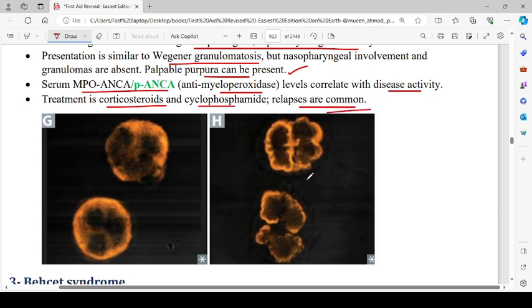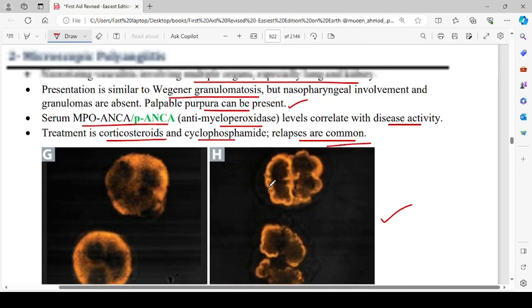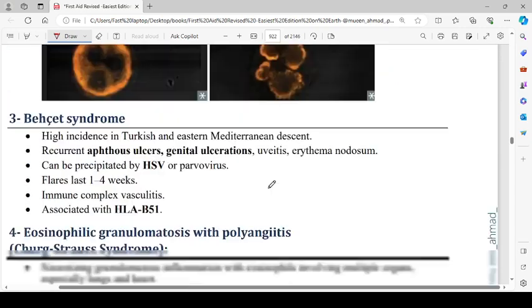So what are these? These are, I guess, immunofluorescent pictures. I think so. Then we have Behçet syndrome.